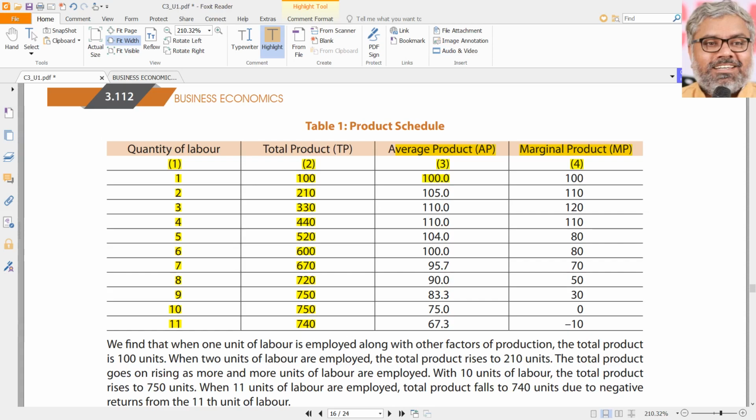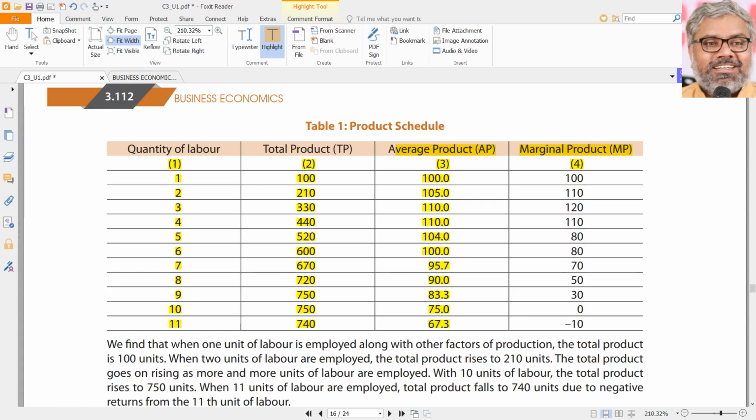210 divided by 2, that is average 105. 330 divided by 3, average is 110. 440 divided by 4, average is 110. 520 divided by 5, average is 104. 600 divided by 6, like that 100. Further 95, 90, 83, 75, 67.